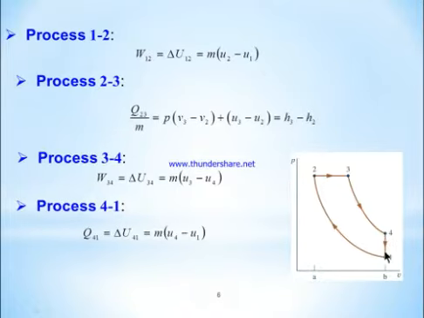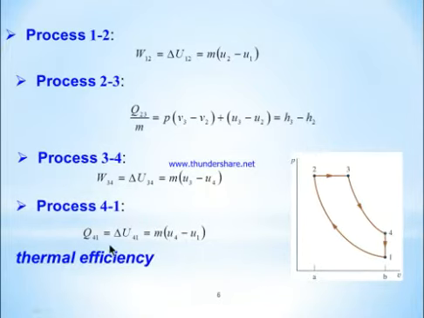Here heat is removed from the air, or Q out. This Q out can be found through this equation, U4 minus U1. So here heat is added, here heat is removed. Here is compression work, and here is expansion work. So this is all about the processes that take place in the diesel cycle.